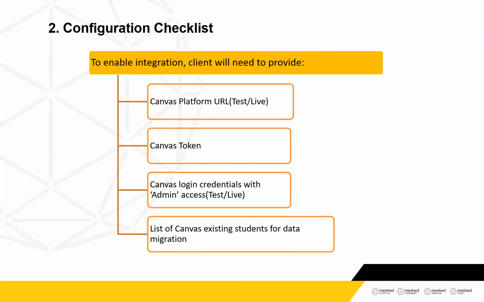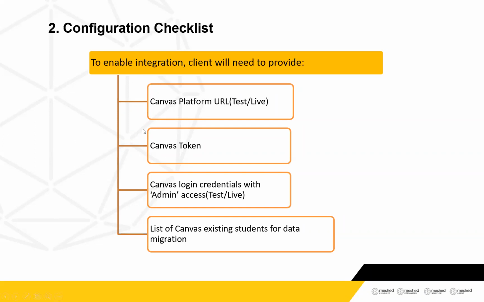Now that was all about the overview of this integration. Now let's talk about the configuration checklist. With this configuration checklist, you will need to first enable this Canvas integration on your Mesh platform, and second, set up this integration as per your requirement in the Canvas platform as well as in the Mesh platform.